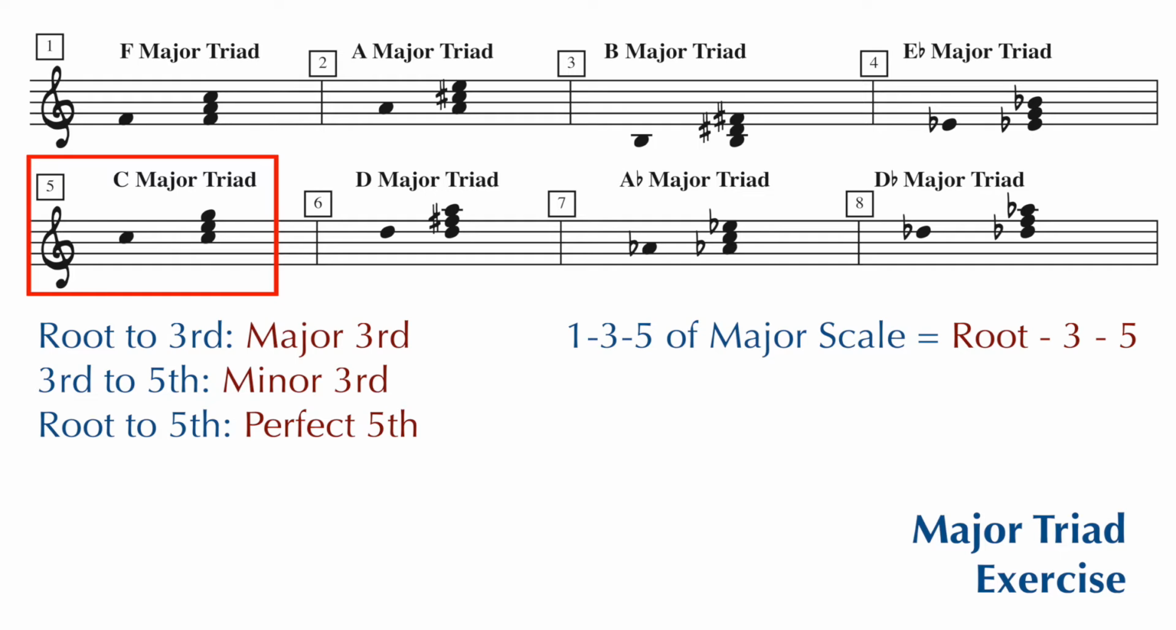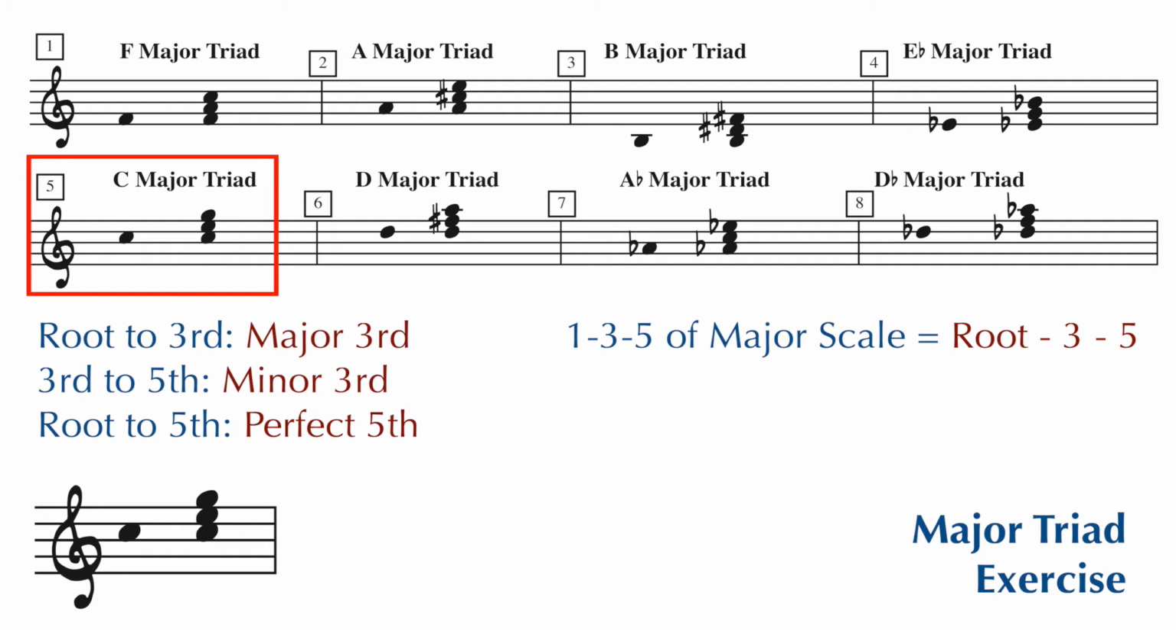Number 5, C major triad. This time let's do intervals. We stack thirds above that C, so we have C, E, G. C to E is a major third, so we're good. E to G is a minor third, so we're good there. And then just to double check, C to G is a perfect fifth, and we have a C major triad, C, E, G.